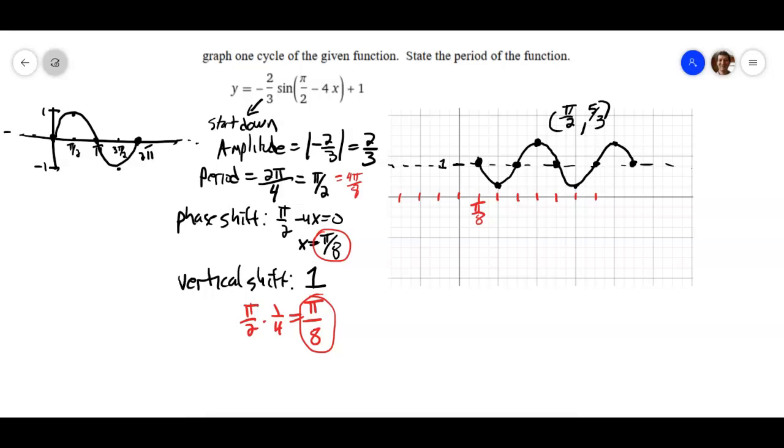So we have one cycle of the given function that I drew. I drew a second cycle as well just to continue on. The period is pi halves. Another common question is the frequency, which is just 1 over the period. And so in this case it would be 1 over pi halves, which is 2 over pi. Some common questions that are asked. I hope this helps.